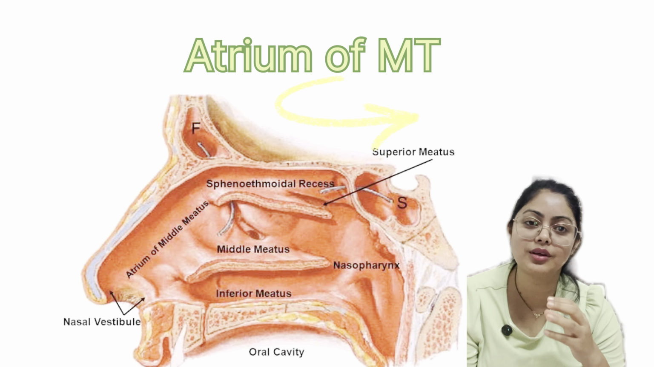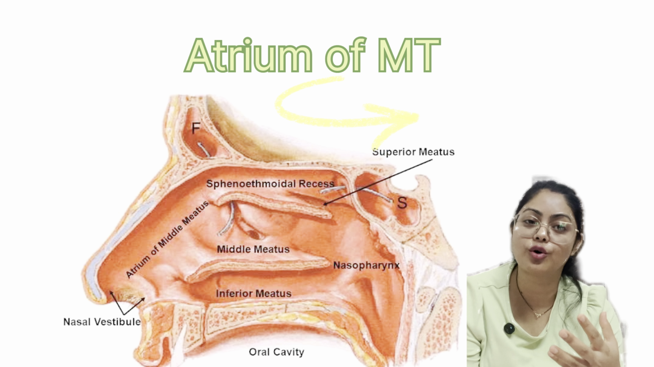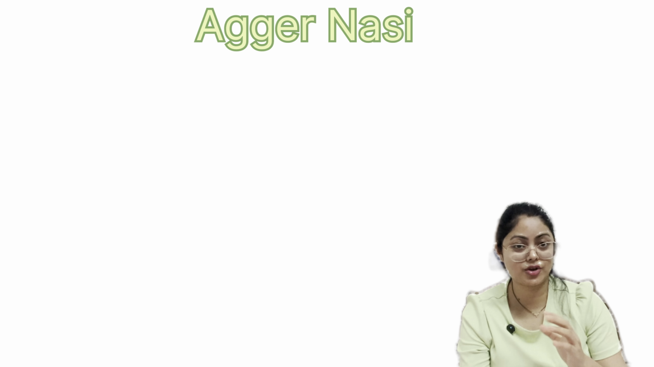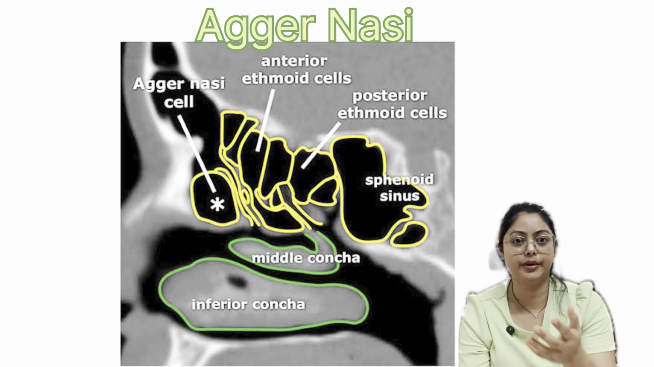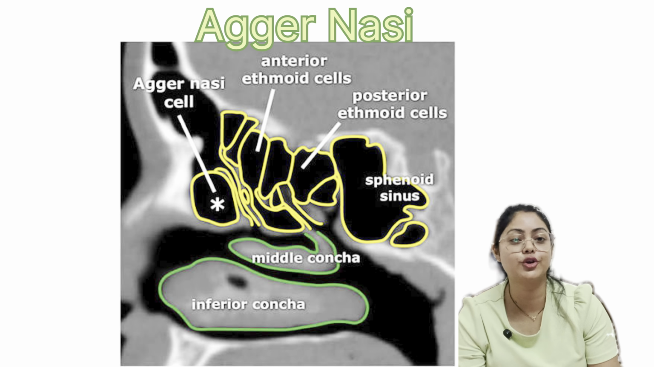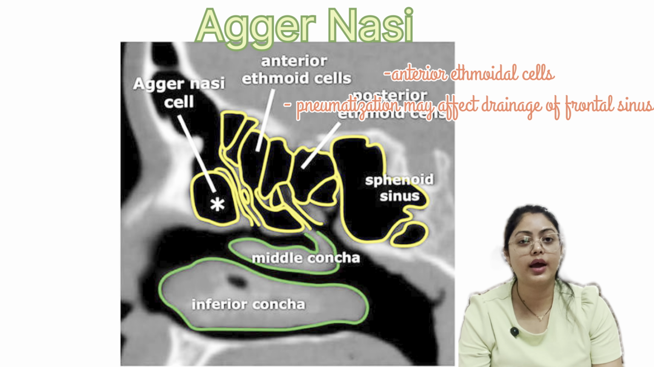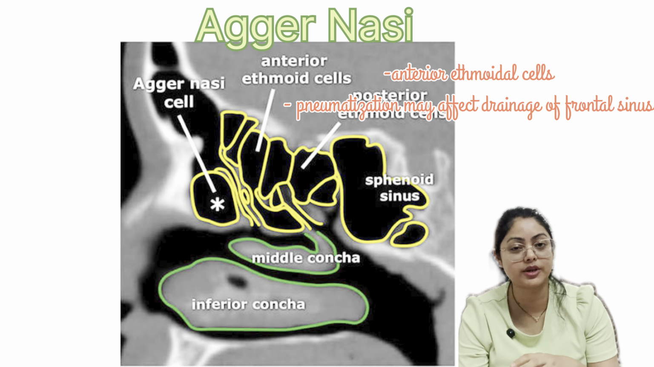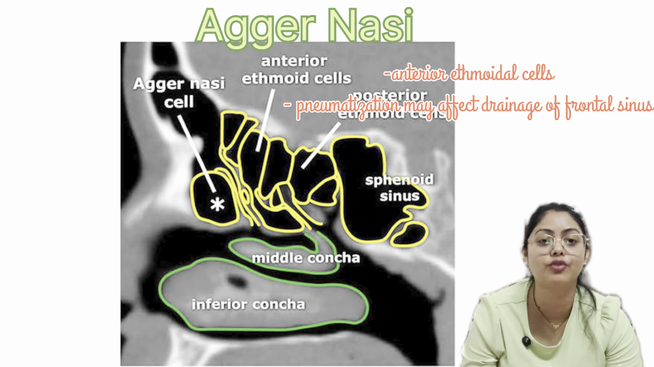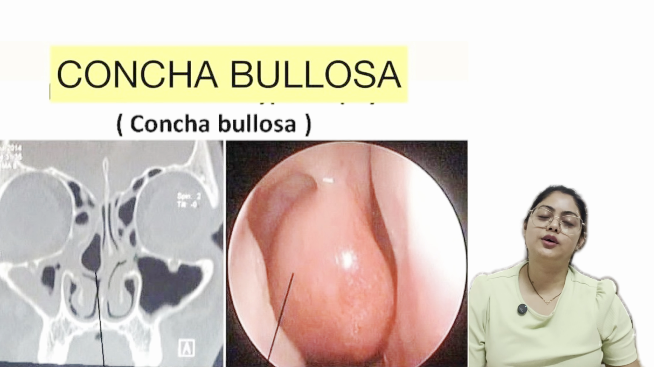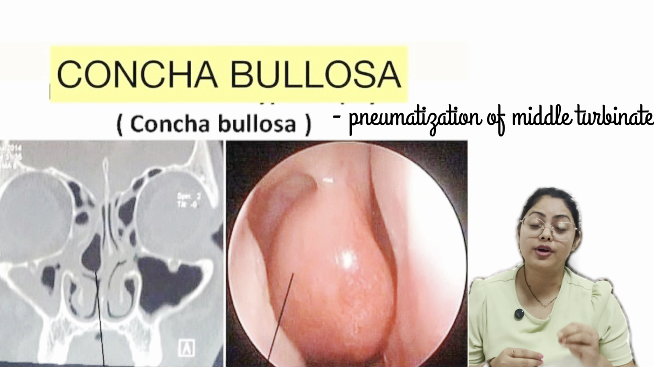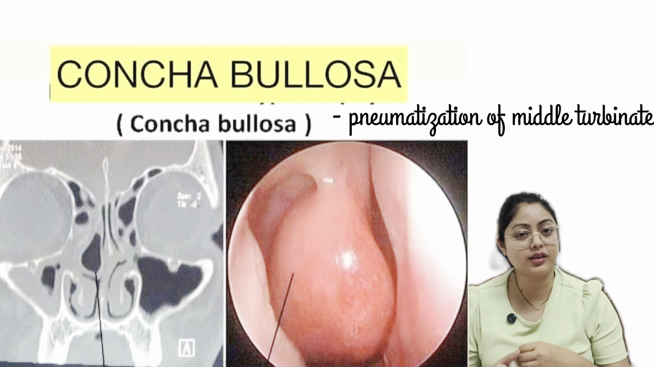The atrium of the middle meatus is a shallow depression lying in front of the middle turbinate. The agger nasi is just an elevation ahead of the attachment of the middle turbinate, and sometimes when pneumatized, it contains agger nasi cells, which are nothing but the anterior ethmoidal cells. Sometimes they lie in the frontal recess area, and as such, this pneumatization may affect the drainage of the frontal sinus. Pneumatization of the middle turbinate gives rise to concha bullosa, and they drain in the frontal recess area.